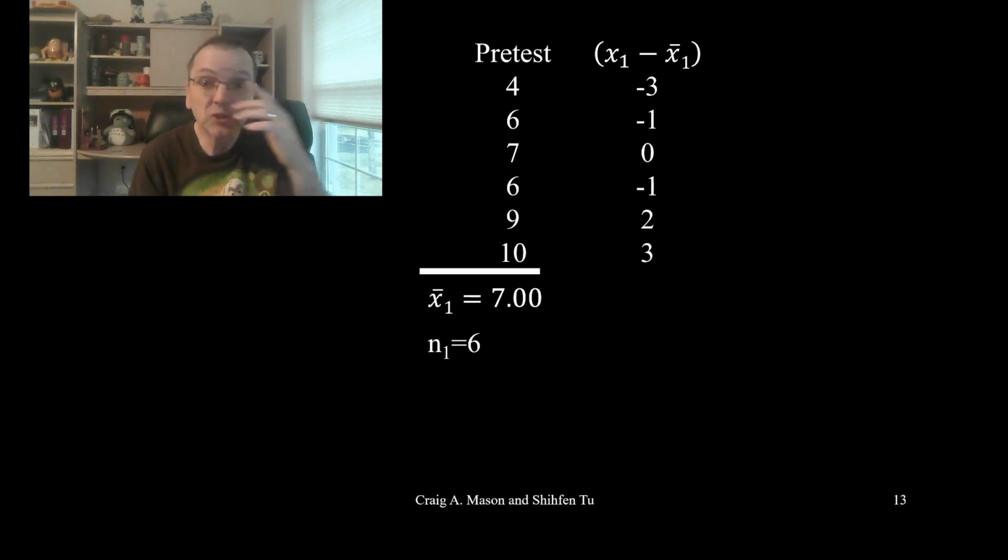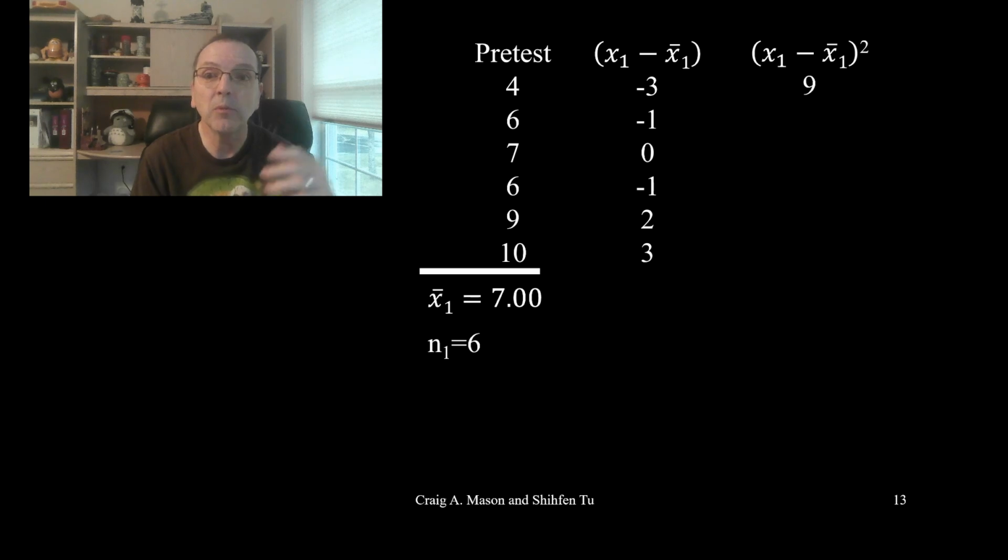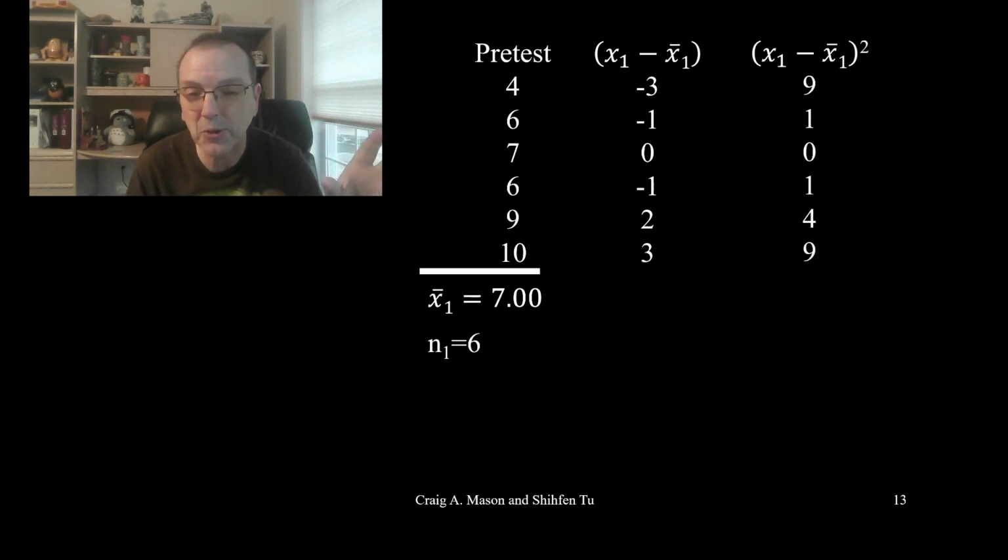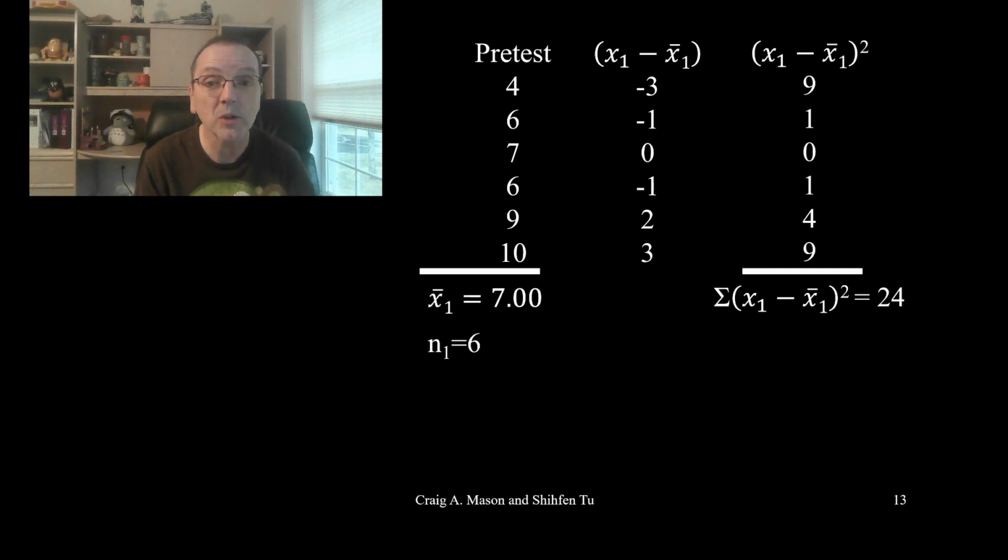We then square those deviation scores to get our squared deviations and add them up. So negative 3 squared is 9. We keep going. Negative 1 squared is 1, 0 squared is 0, 1 squared is 1, 2 squared is 4, 3 squared is 9. We add that all up to get our sum of squares for the pretest scores, which is 24. 9 plus 1 plus 1 plus 4 plus 9 with a 0 in there is 24. So that's our sum of squares for the pretest.